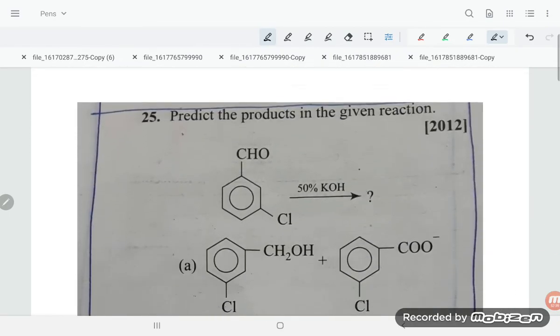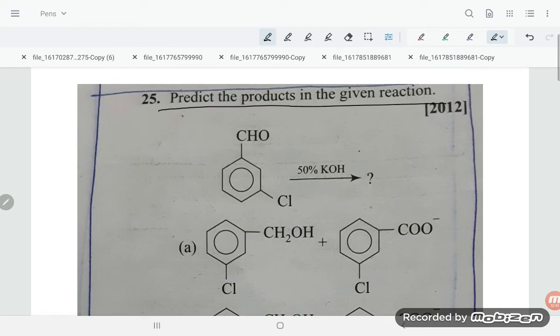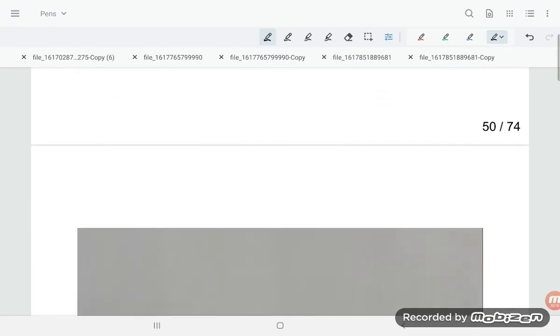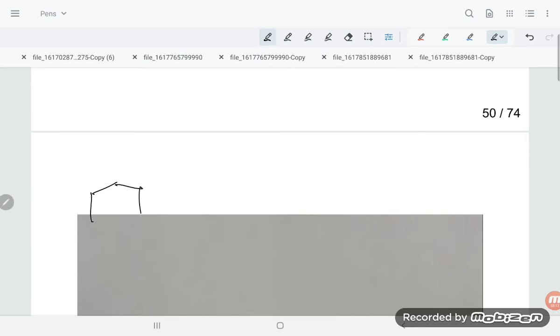Let us move to another problem. Predict the product in the given reaction. In question 25 they are saying predict the product in the given reaction. You are treating meta-chlorobenzaldehyde with 50% KOH. So it will go through the Cannizzaro reaction, student, and it will give carboxylic acid and alcohol. So let us write down the reaction and see how it will go. So here will be, students, what is here, student?